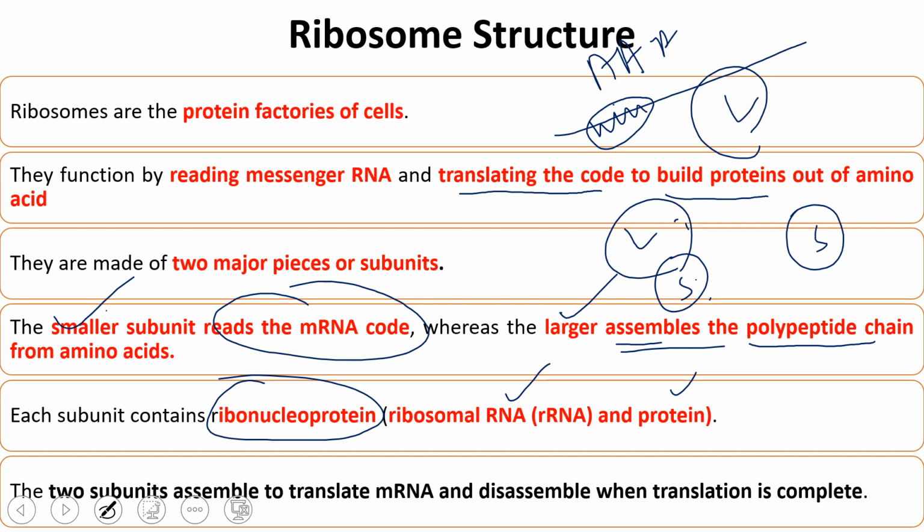When the cell needs to do protein synthesis, messenger RNA comes, and first the smaller subunit will join, then the large subunit will come, and then protein synthesis is going on. We are going to see those processes.